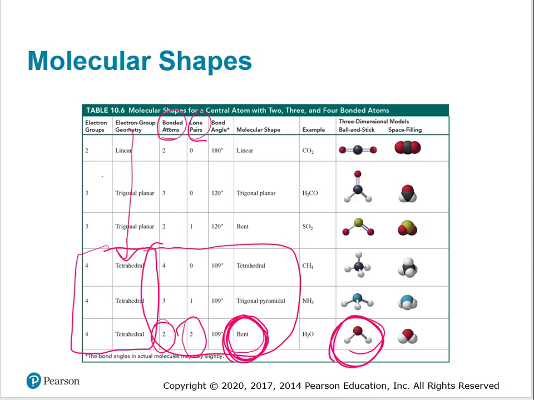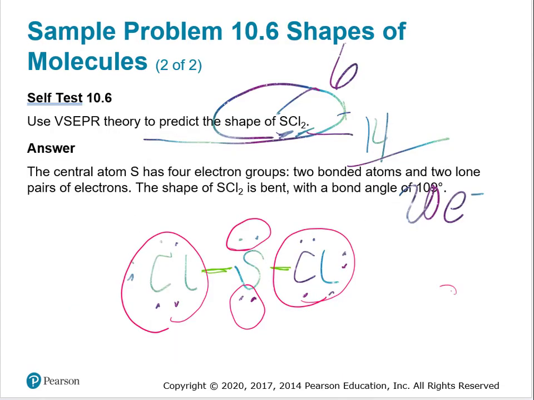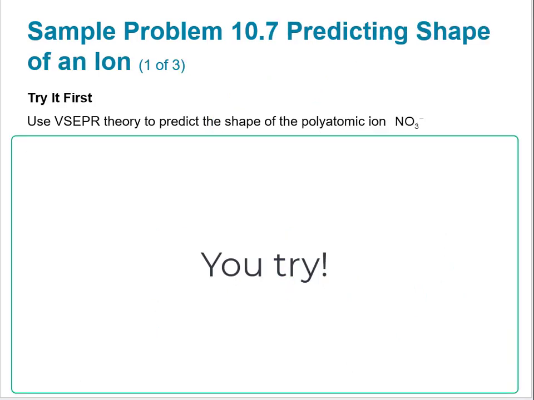It will look like this. It would actually be in 3 dimensions. S with our 2 sets of lone pairs up here, and then a chlorine down here and a chlorine down here, and those chlorines would be surrounded by electrons. Why don't you pause the video here and predict the shape of the polyatomic NO3 with a -1 charge.